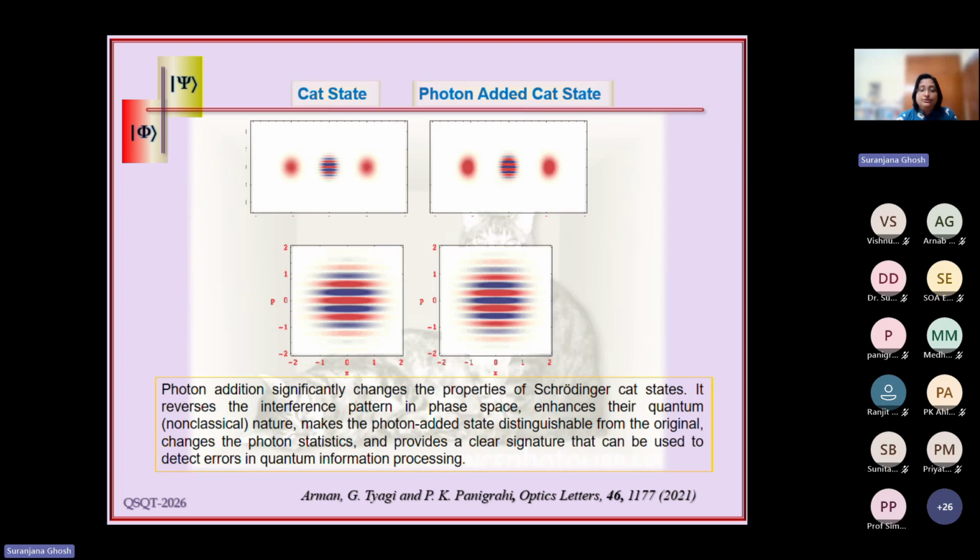This idea was also given by Professor Panigrahi in 2021: that if we add a photon to a cat or compass-like state, it can be very useful. It can act as a detector, and it will have very good application in the quantum sensing domain.